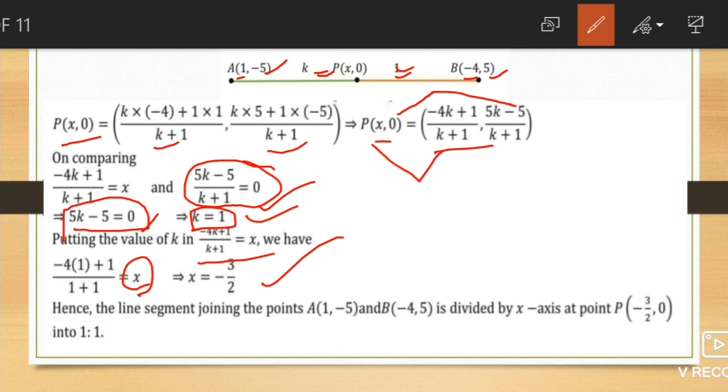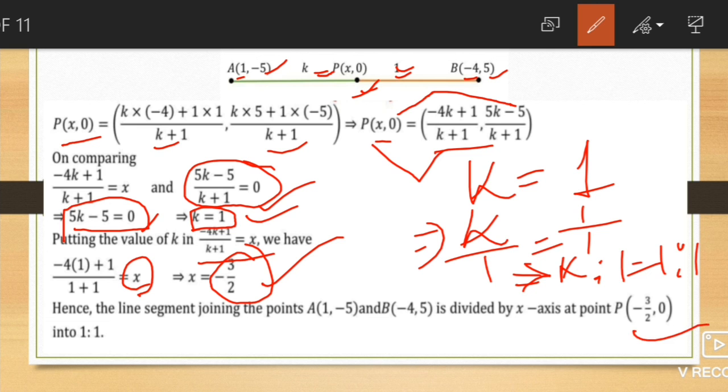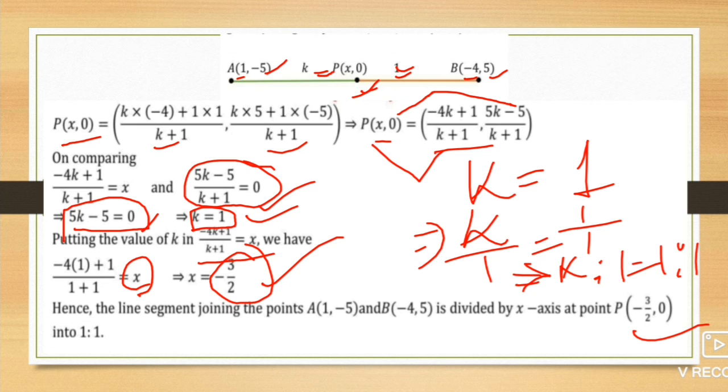So k equal to 1 implies k by 1 is also equal to 1 by 1. That is, the ratio k is to 1 will be 1 is to 1. That means this point P will divide the line segment AB in 1 is to 1 ratio. Also, the value of x becomes minus 3 by 2, which means the coordinate of point P is minus 3 by 2 comma 0. In this way you have to solve this question.